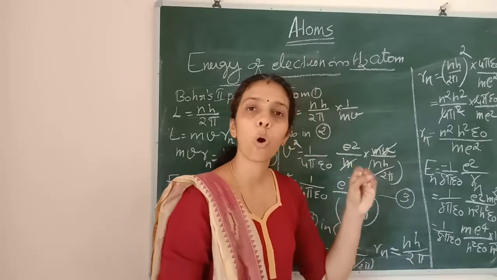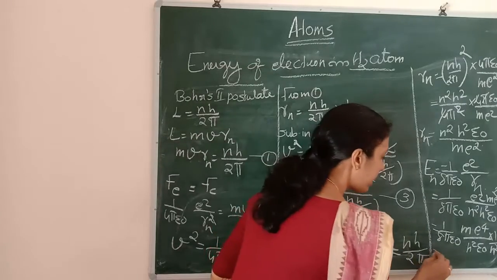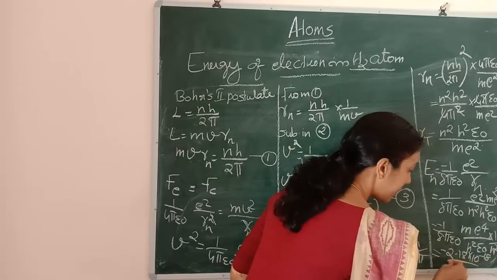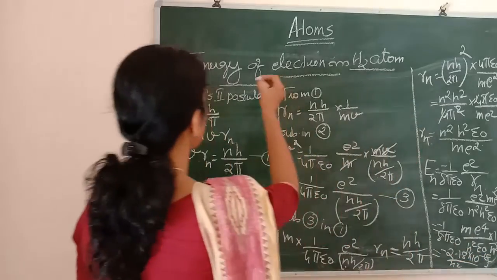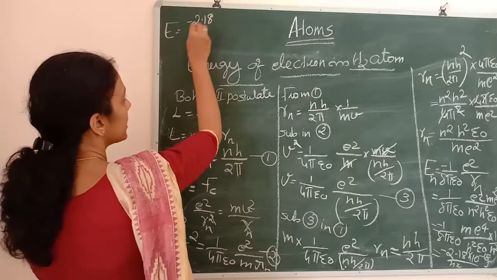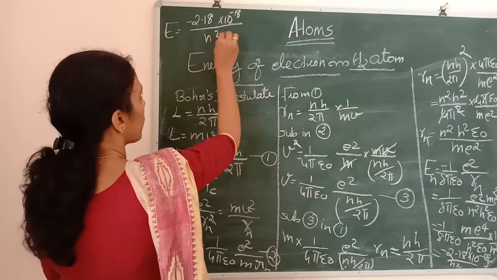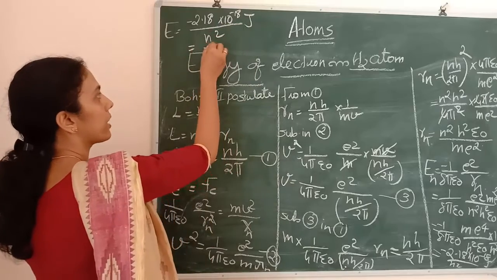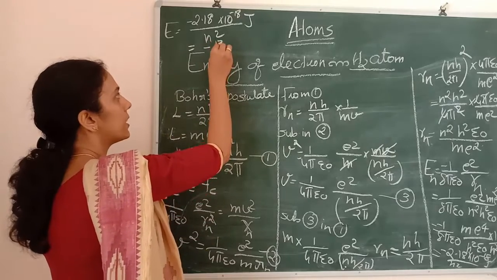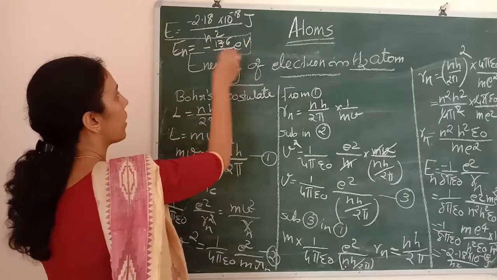So we can substitute all these values and we will get the value as minus 2.18 into 10 to the power minus 18 divided by n square joule. So we have the rest of the things I am writing here. Energy we are getting it as minus 2.18 into 10 to the power minus 18 divided by n square joule. Or in electron volt, we should divide by 1.6 into 10 to the power minus 19. So minus 13.6 divided by n square electron volt. This is the energy of nth orbit.